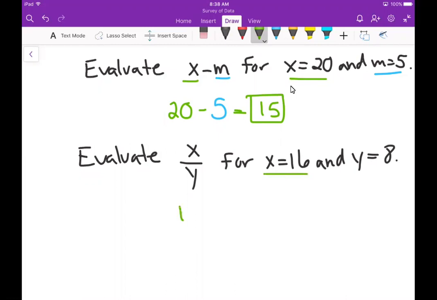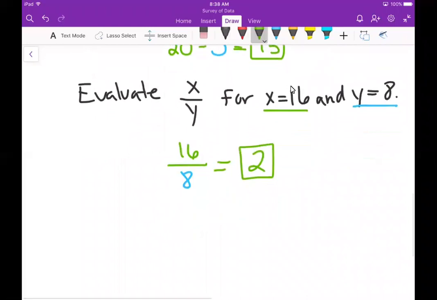Hopefully you got the 16 in your numerator, right? That's the top of your fraction, divided by 8 should be in your denominator, and 16 divided by 8 is 2. So your final answer to evaluate that expression for the variables given should be 2. All right, so hopefully that helps you learn how to evaluate expressions.